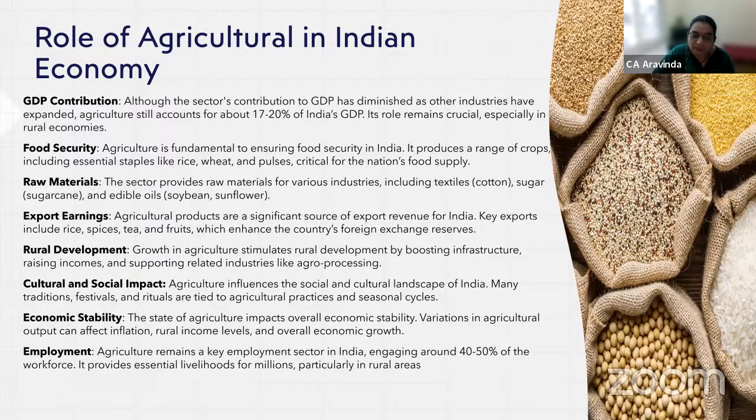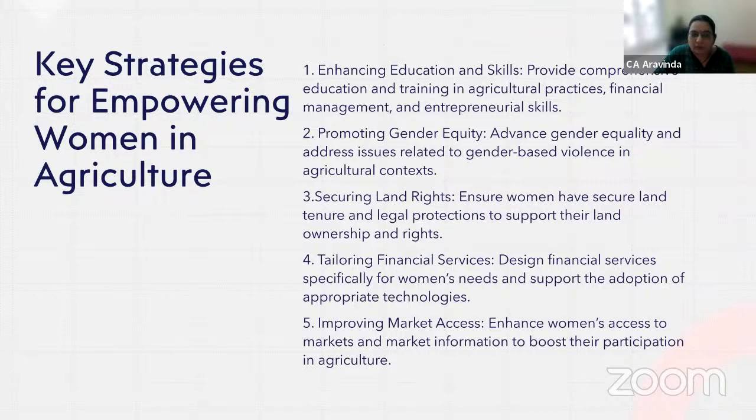Economic stability can also happen only if employment is provided and there are equal opportunities for people to do the work available based on their expertise. What are the key strategies one can think of to empower women to come into the agriculture sector? We have to provide educational facilities and skill development which can help them use innovative ideas and the latest technologies to come into the agriculture sector.